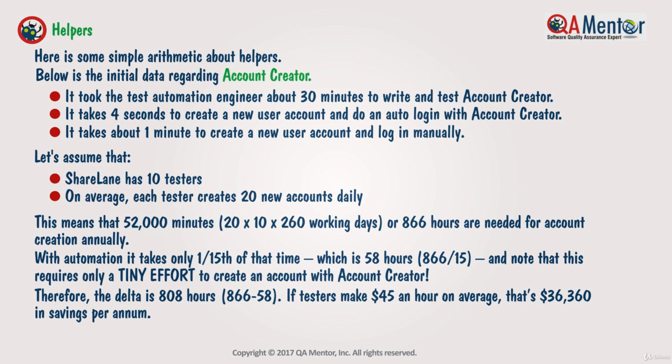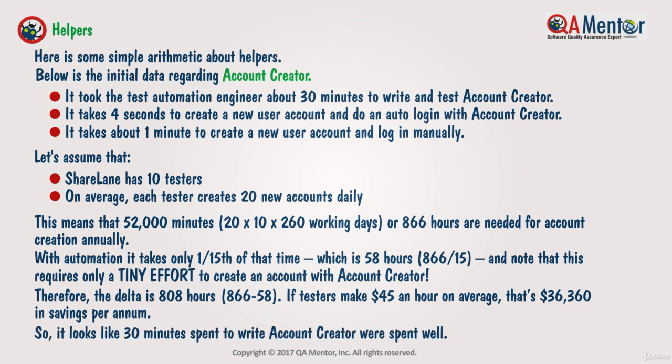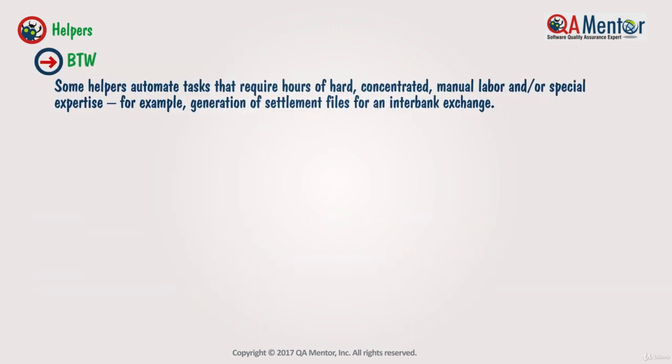If testers make $45 an hour on average, that's $36,360 in savings per annum. So, it looks like 30 minutes spent to write Account Creator was well spent. By the way, some helpers automate tasks that require hours of hard, concentrated, manual labor and/or special expertise. For example, generation of settlement files for an interbank exchange.